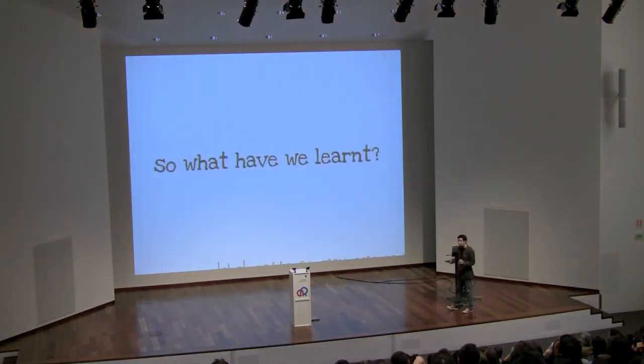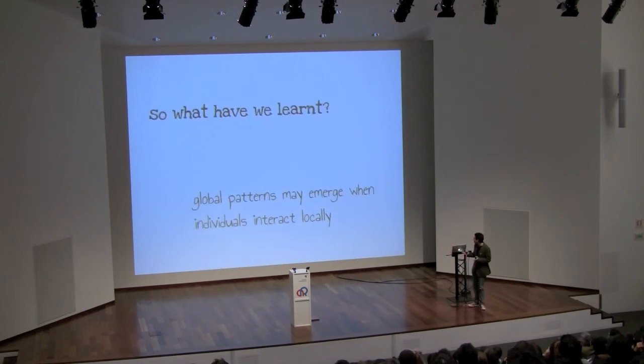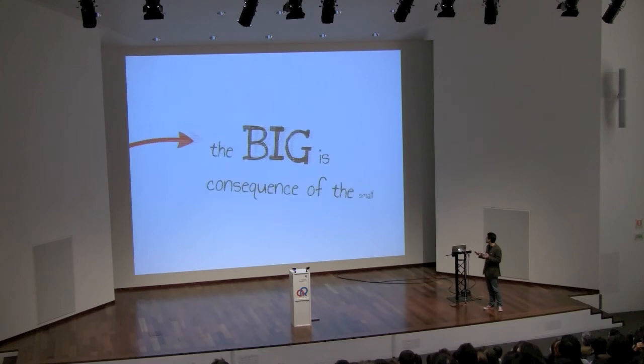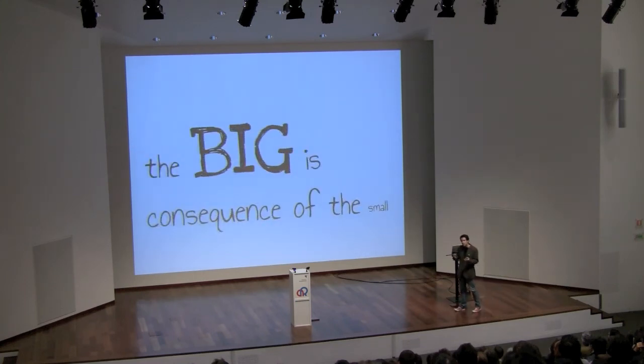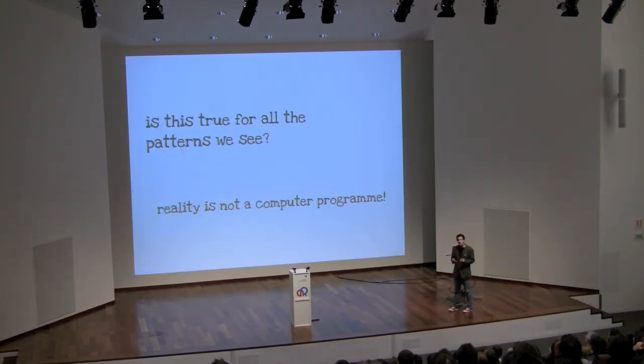So, okay, what have we learned so far? We have this idea that global patterns may emerge when you have a complex network of individuals that are interacting locally. Another idea is that what we see on the big scale is a consequence of what's happening on the small scale. Well, this may be true for computers, but is this also true for all the other patterns we see in nature? So all the patterns that we saw in the first video that I presented to you. I mean, reality is not a computer game. So is there any use of building these models?